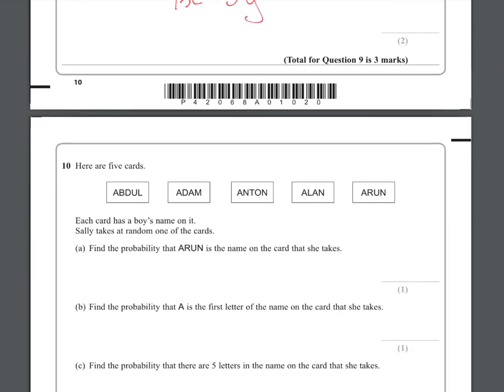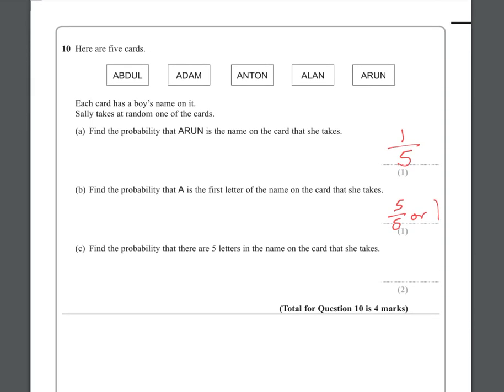Find the probability that Aaron is the name on the card that she takes. She's got these 5 cards, Aaron is one of them, but it's only one of them out of 5, so we write that as 1 out of 5, just as a fraction. Can change it into all sorts of other forms, but the easiest is just to leave it as a fraction like that. Find the probability that A is the first letter. Well, they are all A's. So you can either write it as 5 out of 5, or you can just say that's 1 or 100%.